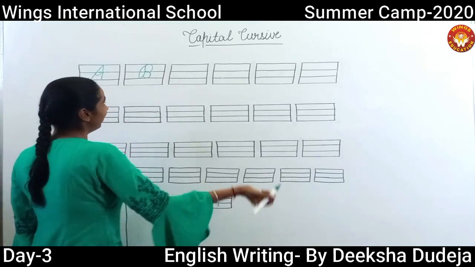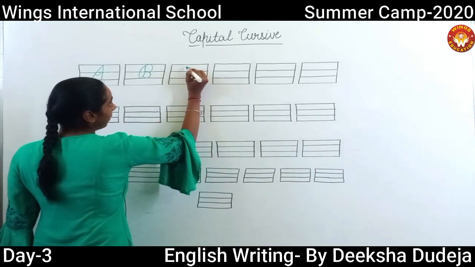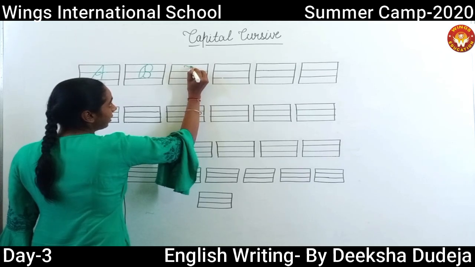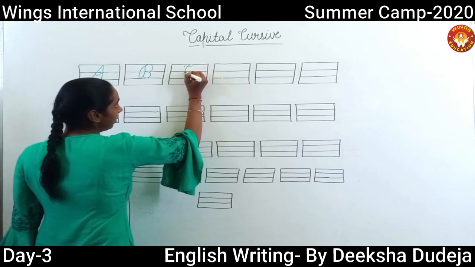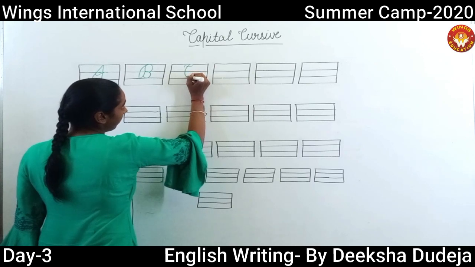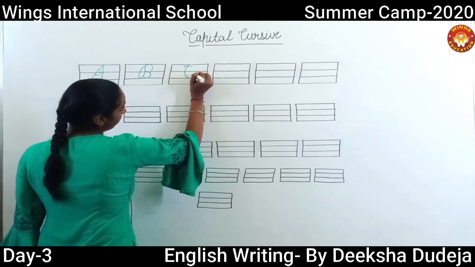Next C. I draw curve line and touch first line. Then I round third line, C.